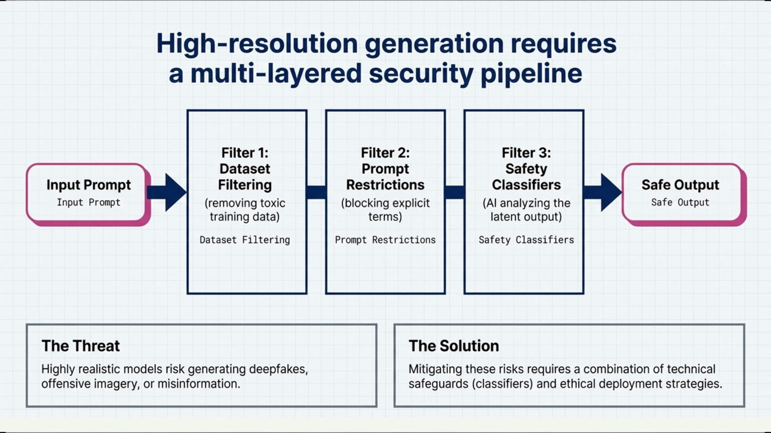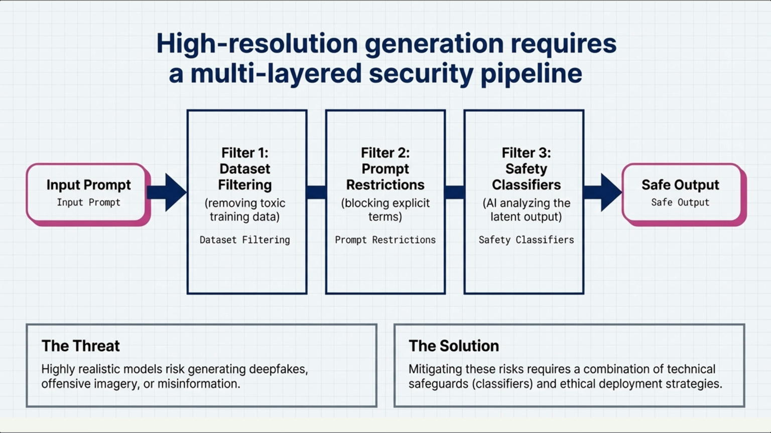First, dataset filtering removes toxic data before the model even learns it. Second, prompt restrictions block explicit or dangerous terms at the user input level. And third, safety classifiers analyze the latent output to catch and block anything harmful before it ever hits the user's screen. When these ethical and technical safeguards are properly balanced, the results are nothing short of revolutionary.